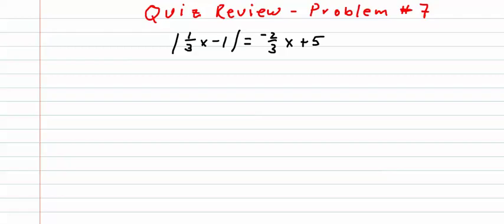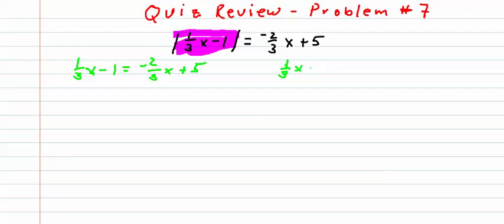Okay, now on to our last problem, number 7. As before, we want to isolate the absolute value, and this absolute value is isolated, so we can directly write our two equations. 1/3 x minus 1 equals negative 2/3 x plus 5, and 1/3 x minus 1 equals the opposite of negative 2/3 x plus 5, so negative 2/3 plus 2/3 x minus 5.